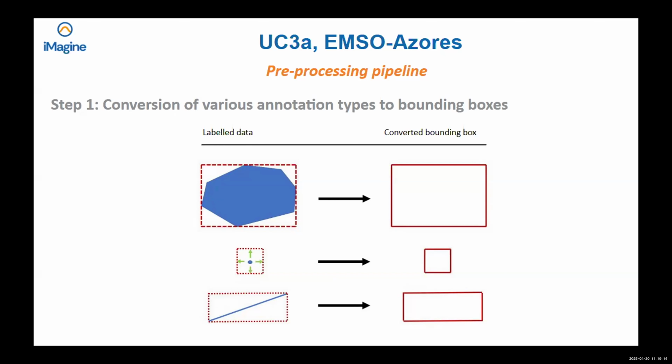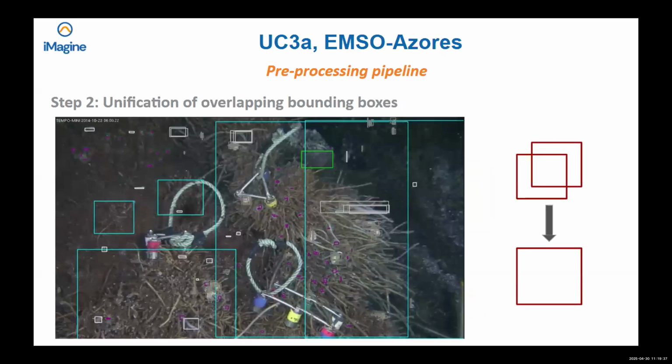And for the line, we took into account the slope of the line to avoid having bounding boxes that were too flat and which didn't cover the specimen properly. The next step was unification of overlapping bounding boxes.